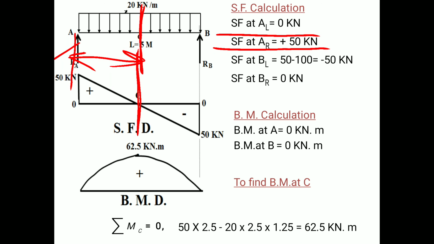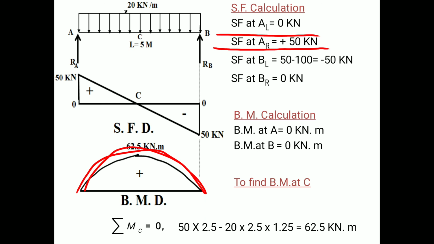As discussed earlier, where the shear force is 0, we have the maximum bending moment. And remember that for a beam subjected to uniformly distributed load, in the bending moment diagram we have to draw a parabolic curve, a second degree curve. Therefore, at the top, where shear force is 0, we have the maximum bending moment of 62.5 kilonewton meter. In this manner we have determined the value of maximum bending moment at point C.